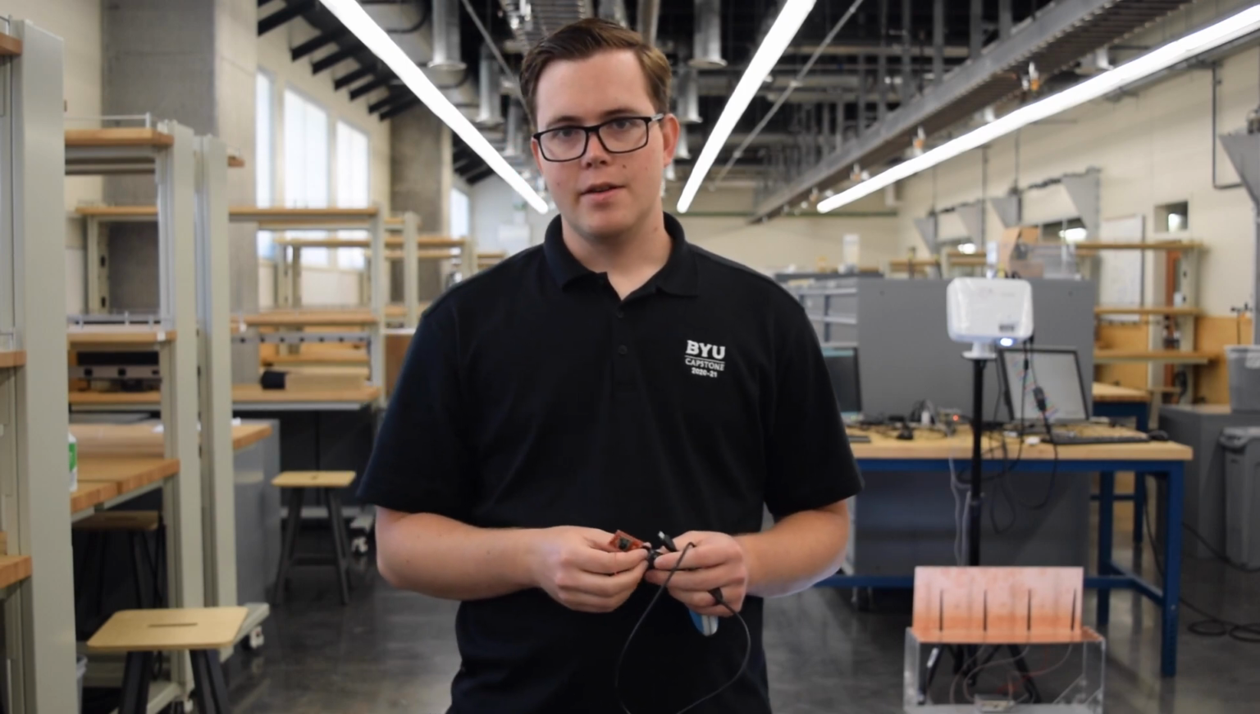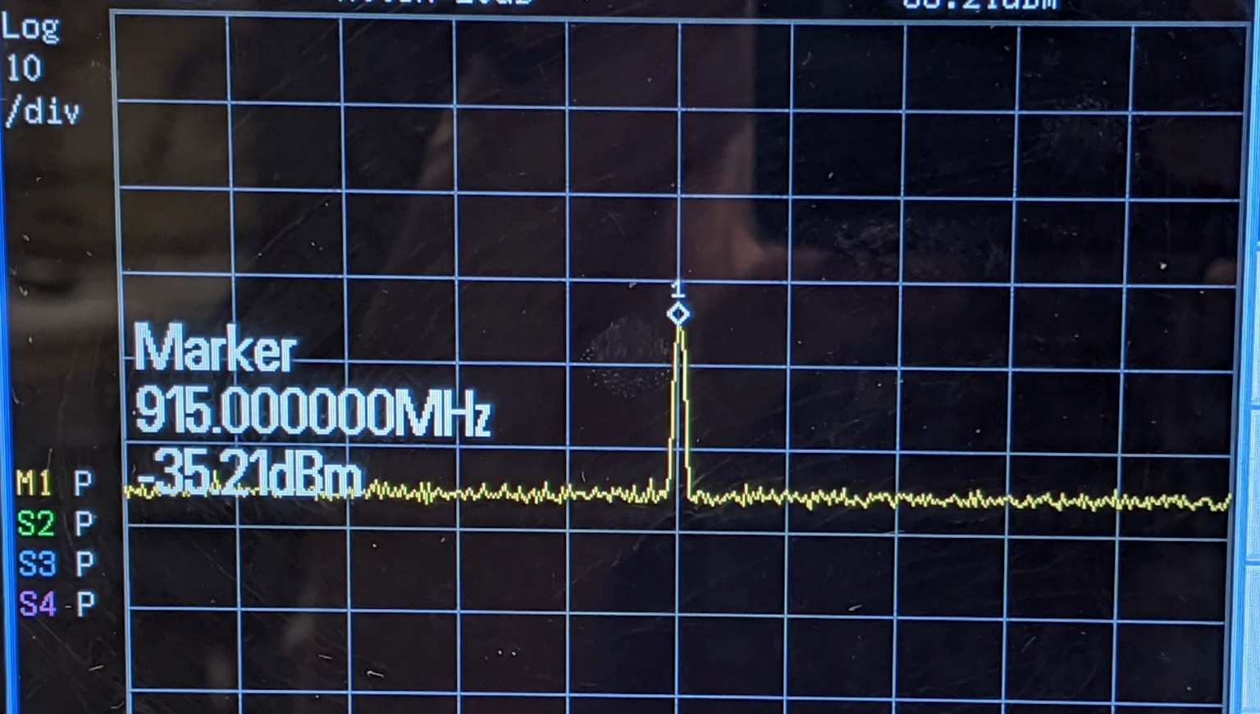The signal that we're transmitting is a simple "hello world" that transmits 4 times every second, and it gives us a really clear signal of negative 35 dBm.